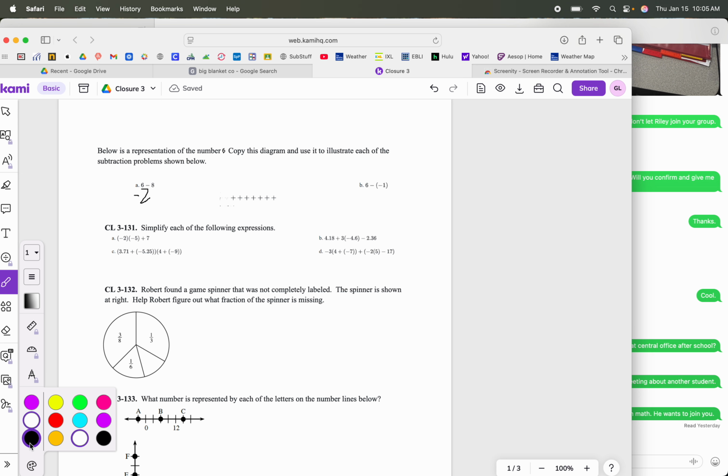Another trick that I want you to realize is whenever you're subtracting a negative, I typically just make that a plus. 6 plus 1, we know is 7. All right, so negative 2 over here is 7 here. I'm going to undo some stuff.